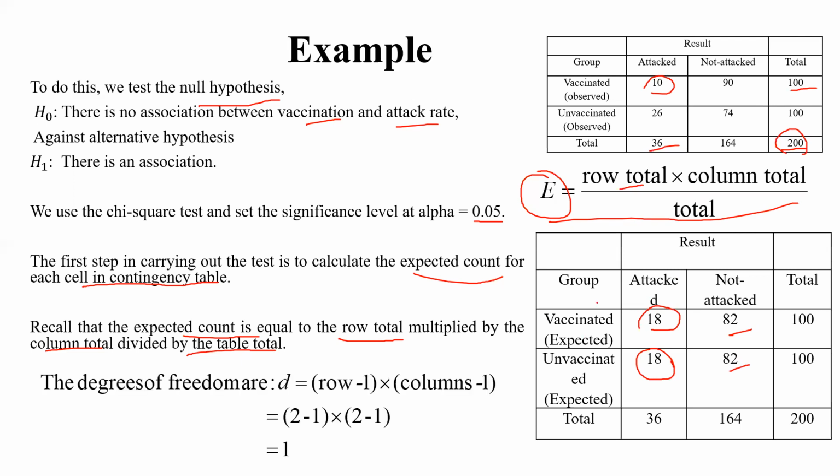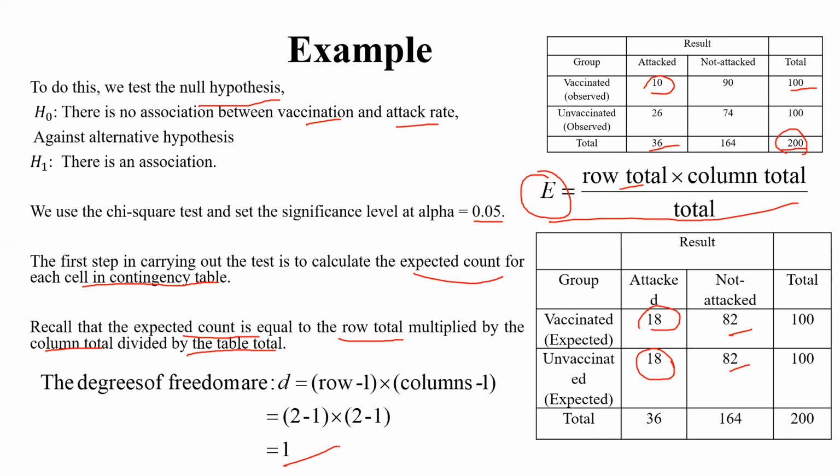Now the degree of freedom we have to find out. Row minus 1, column minus 1, the formula we are aware of. So here 2 minus 1 multiplied by 2 minus 1 would be 1. So the degree of freedom here is 1 with the help of the formula.